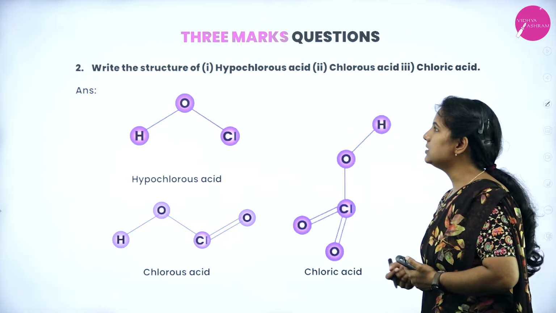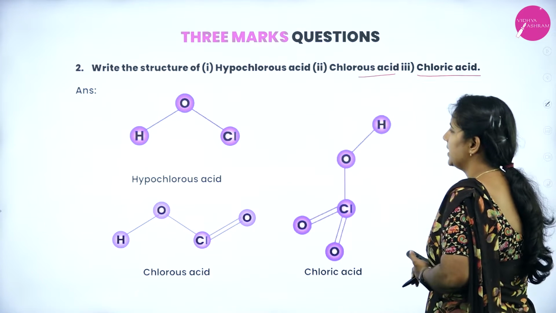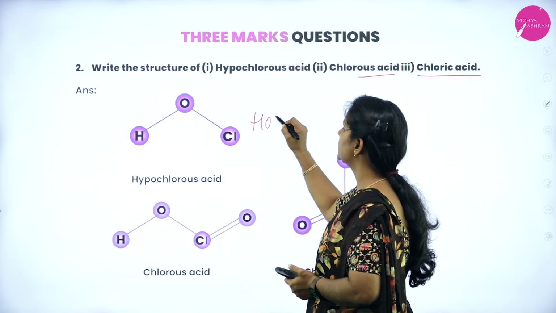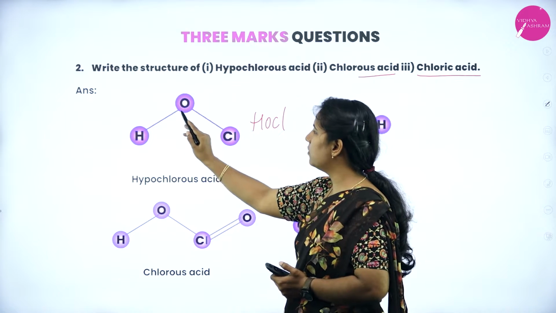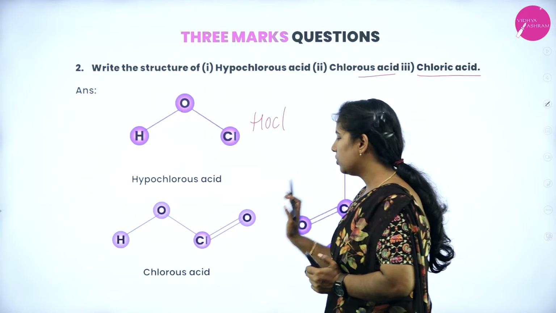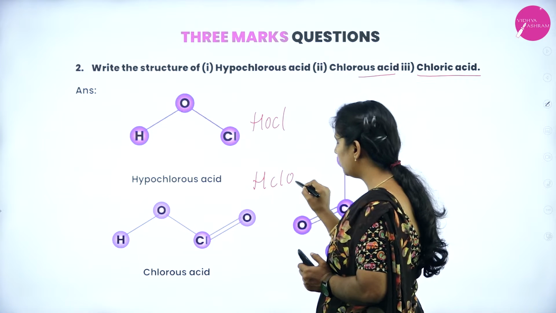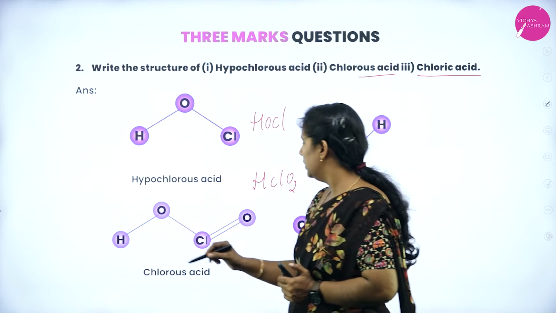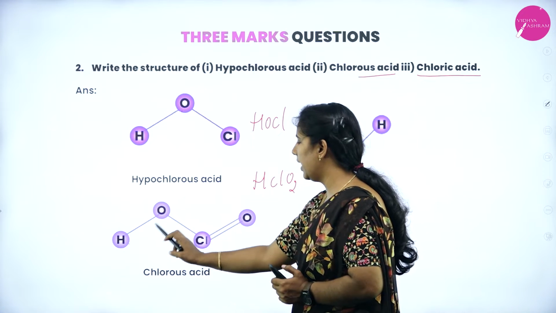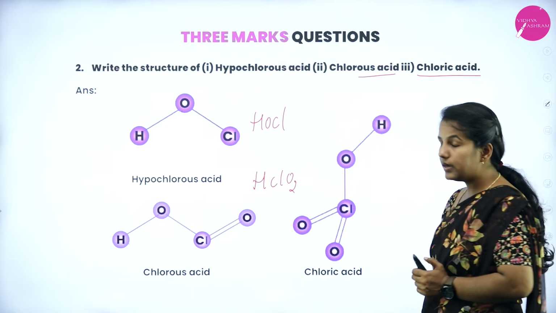Next, write the structure of hypochlorous acid, chlorous acid and chloric acid. As I told you, the hypochlorous acid formula is HOCl. You can see that we have H, oxygen as well as chlorine. These are the oxoacids of chlorine actually, and the chlorous acid has the formula HClO2. You can see that we have an oxygen linked between the hydrogen and chlorine, and the chlorine is bonded to another oxygen by a double bond.